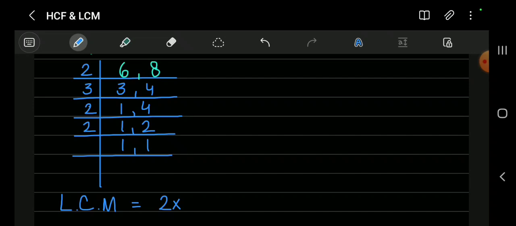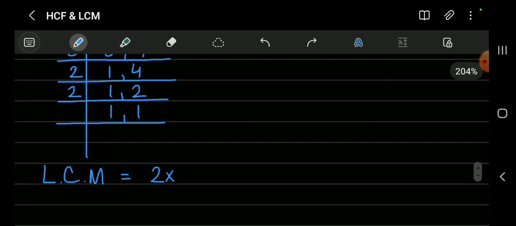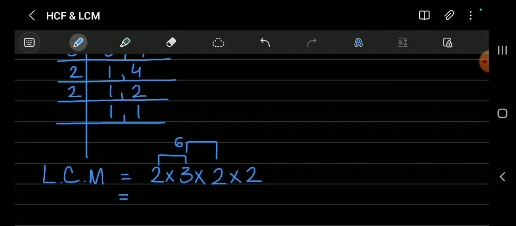that are common and also uncommon. See, here 2 was a common factor for both, but these all are not common. So 2 times 3 times 2 times 2. So 2 3s are 6, then 6 2s are 12, and 12 2 times is 24. So our least common multiple is 24.